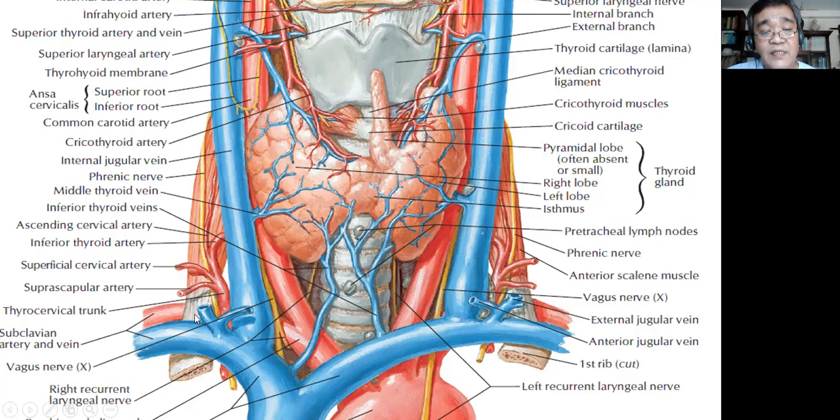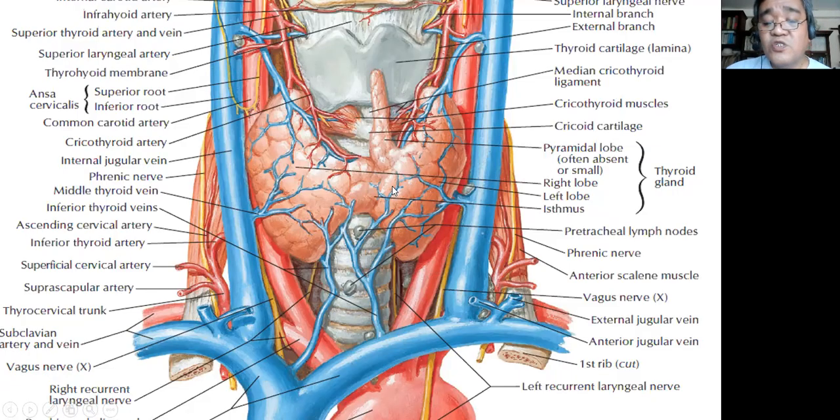The other blood supply of the thyroid gland comes from a branch of the subclavian artery. This is the subclavian artery. Before it emerges in between the scalenus anterior and medius muscle, it gives off a trunk known as the thyrocervical trunk. One of its branches is your inferior thyroid artery here, which goes behind the thyroid lobe to supply the posterior and anterior portion of the lower lobe, as well as the lower parathyroid gland.